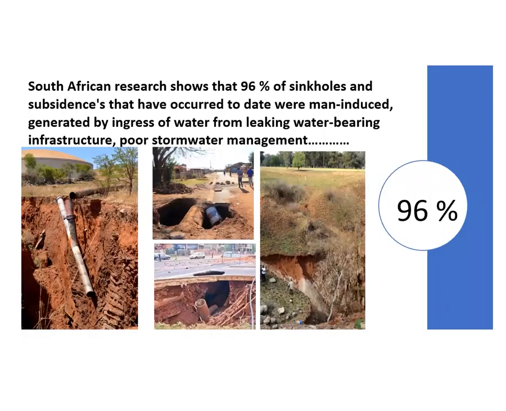Interesting stats: South African research shows that 96% of sinkholes and subsidence that have occurred to date were man-induced, guys. This is generated by the ingress of water from leaking water-bearing infrastructure and poor stormwater management, and it is a very, very high number. I just want to show you some of the photos on the left-hand side. Whatever that was, when it was originally put in, I can tell you it wasn't put in with that kind of risk. Whatever it was transporting has leaked from that pipe system, and that is the result. Look at the danger in that picture on the left.